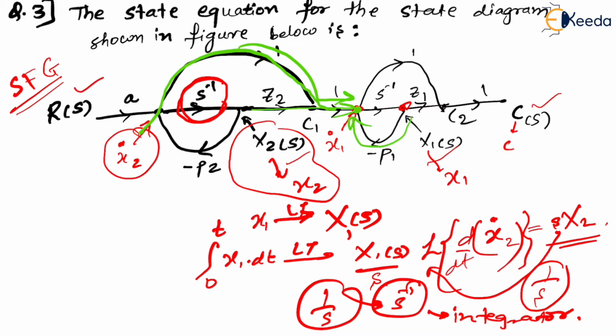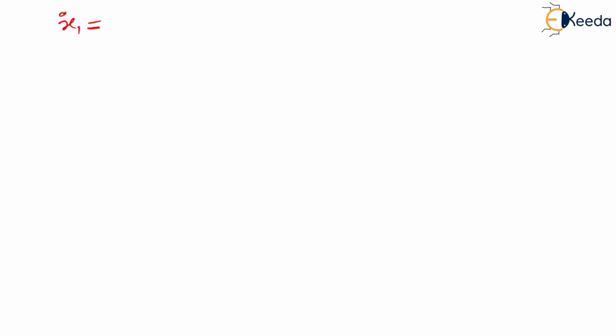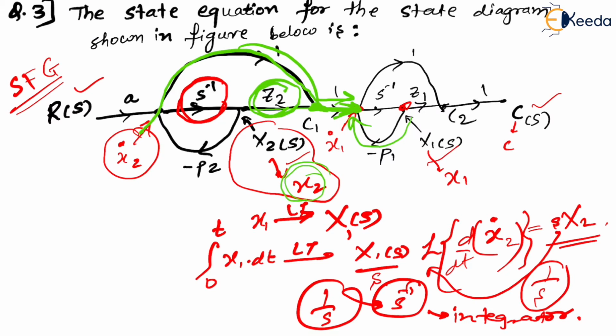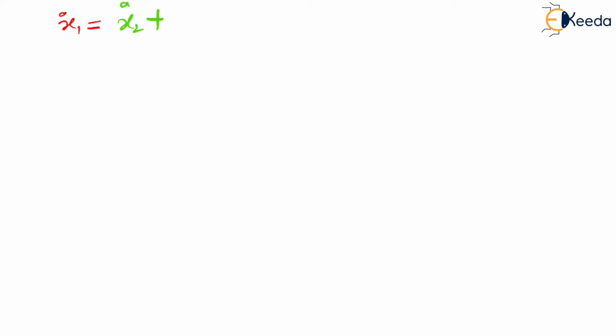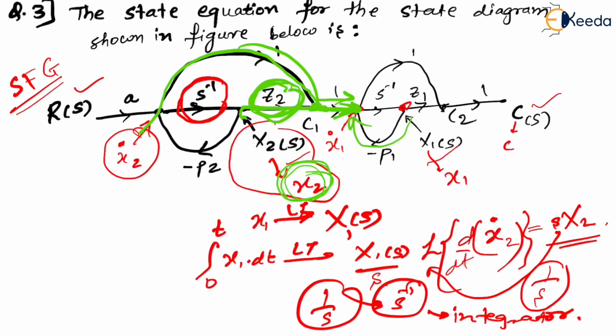x2 dot is incoming to this, plus this c1 is incoming. What is this c1? It is Z2 into x2. So x2 dot is incoming, plus x2 into z2 is also incoming, because this is x2, and x2 into z2 will give you this. So plus x2 into z2 is also coming, right?